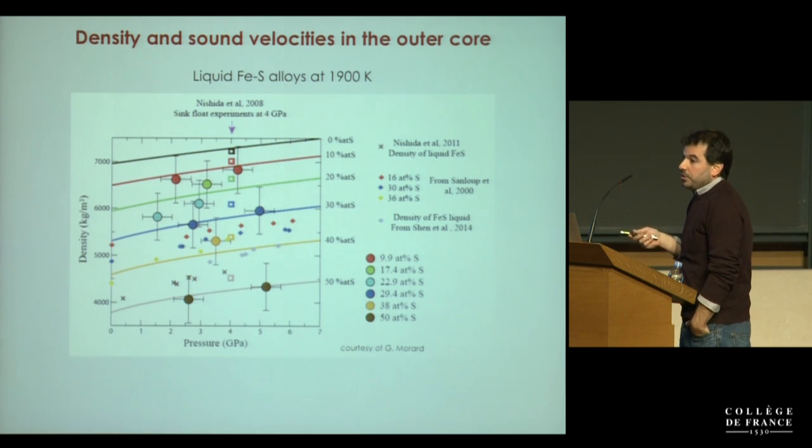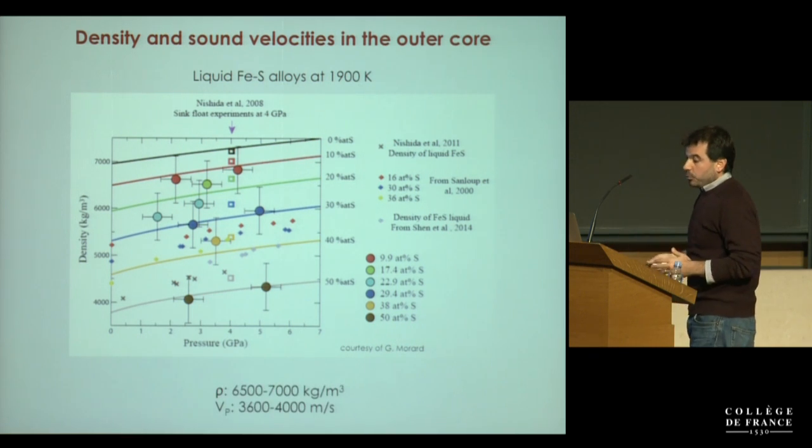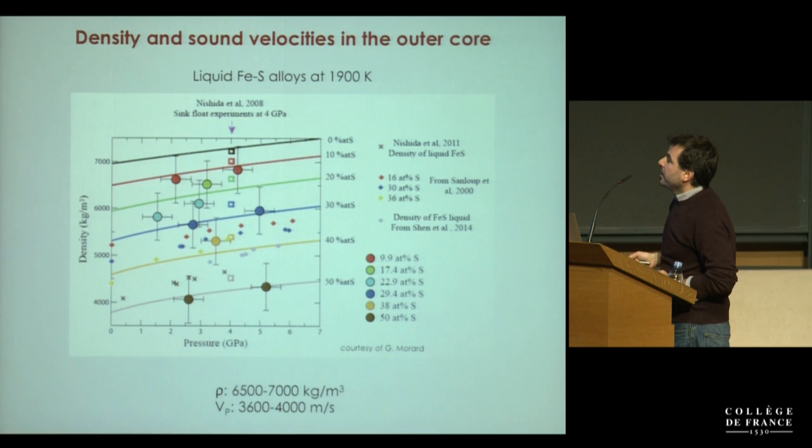For a liquid, the velocity is just the square root of the bulk modulus over density. The bulk modulus is something here in this line. So our best estimate, even to play safe and keep quite large error bars, is for a density for the outer core between 6,500 to 7,000 kilograms per cubic meter, and the corresponding velocity between 3,600 to 4,000 meters per second.